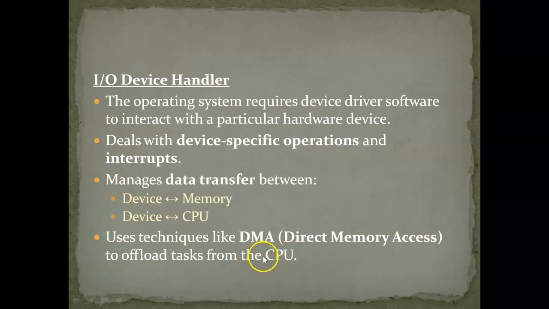So if you ask what is DMA, DMA is the hardware feature that allows peripheral devices like your hard disk, your network cards and graphic cards to transfer the data directly from and to the main memory without the CPU being involved there.